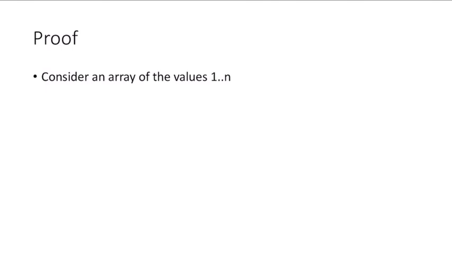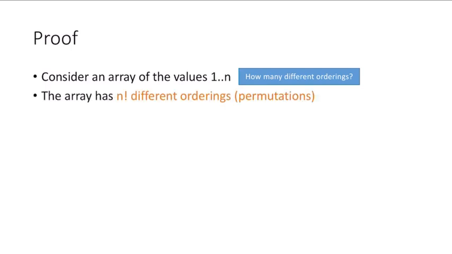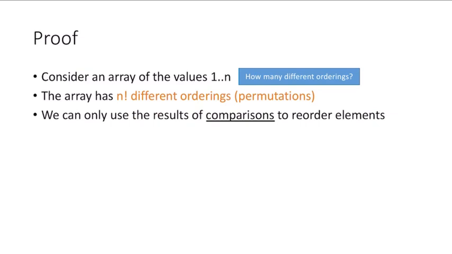So consider an array of the values 1 through n. How many different orderings are there for those n values? Well, an array will have n factorial different orderings, or permutations, right? I can pick any of the n numbers for the first value, n minus 1 values for the second, any of the n minus 2 values for the third, and so on. So n factorial different orderings.